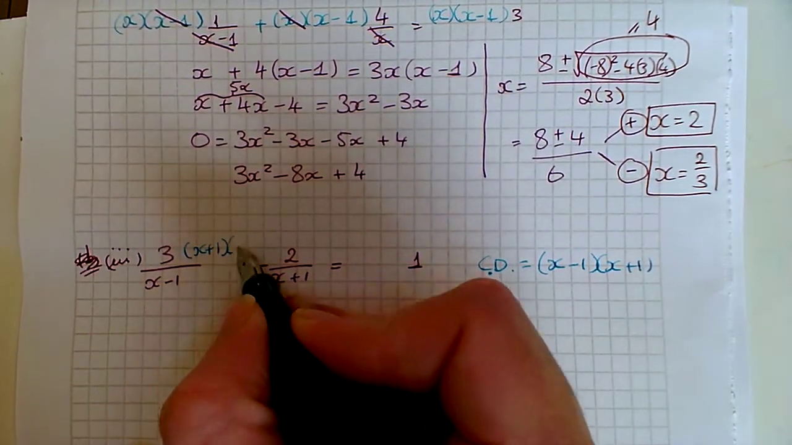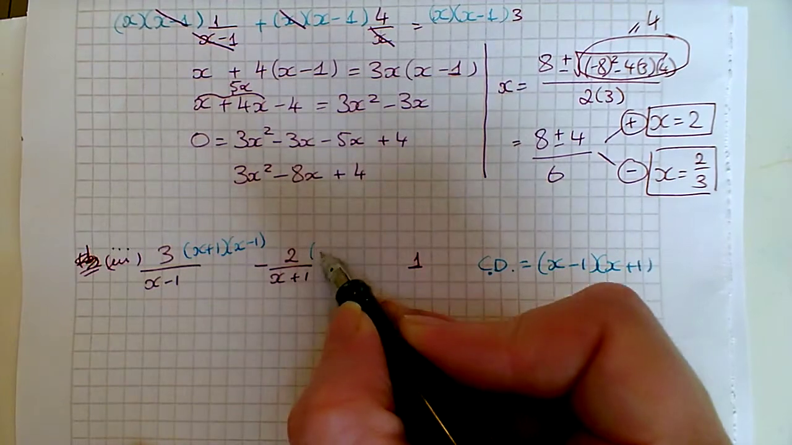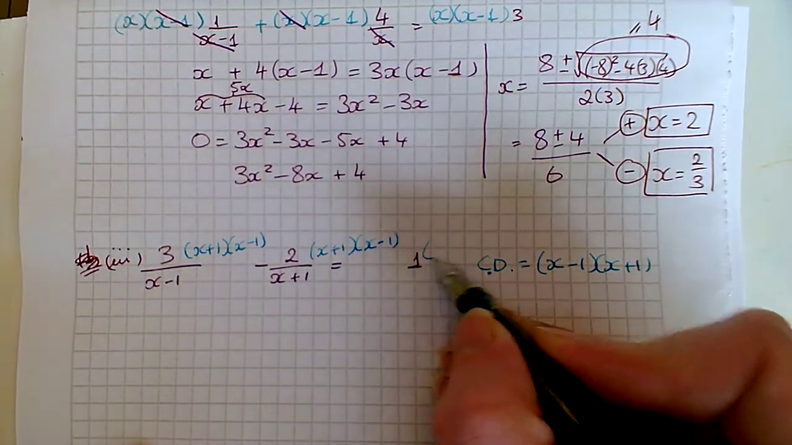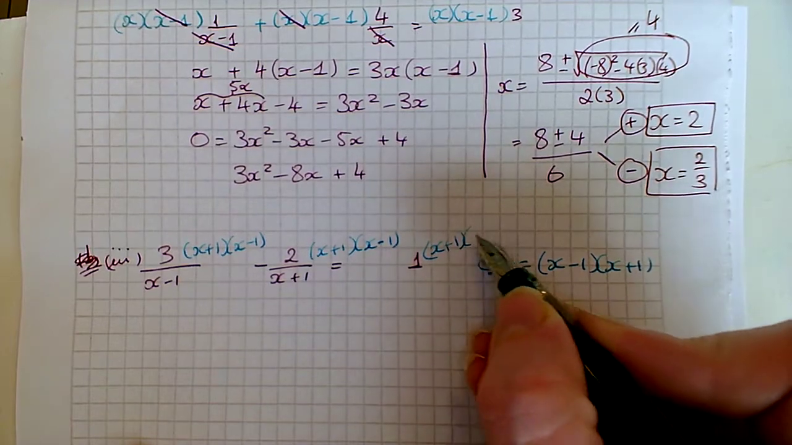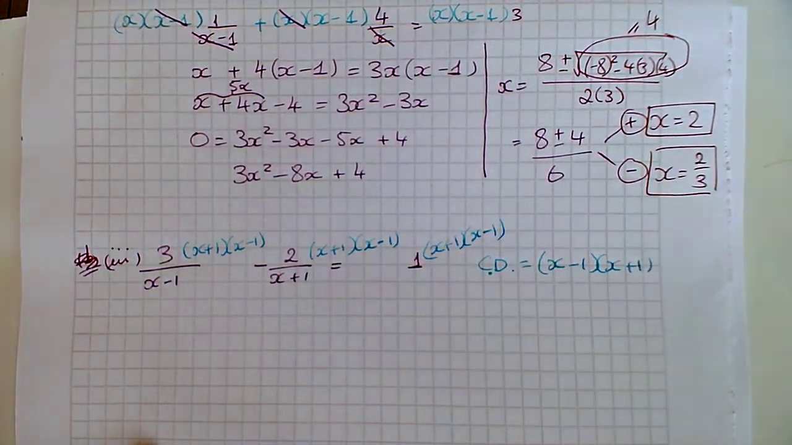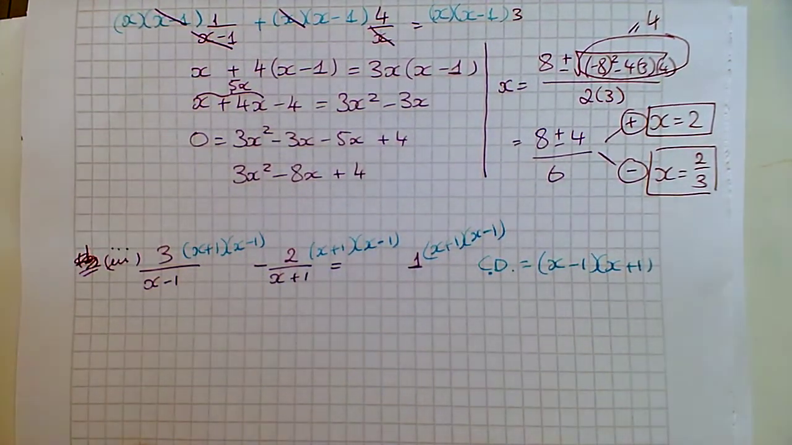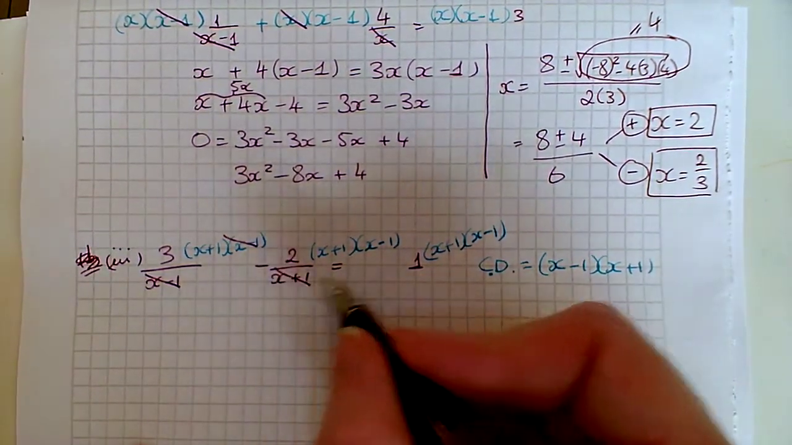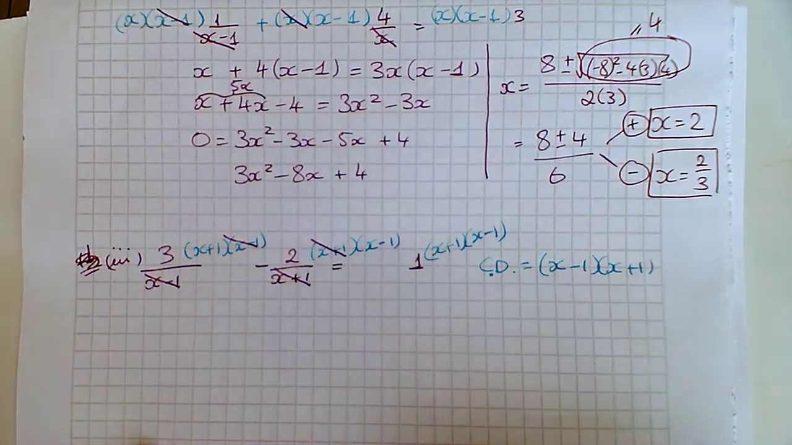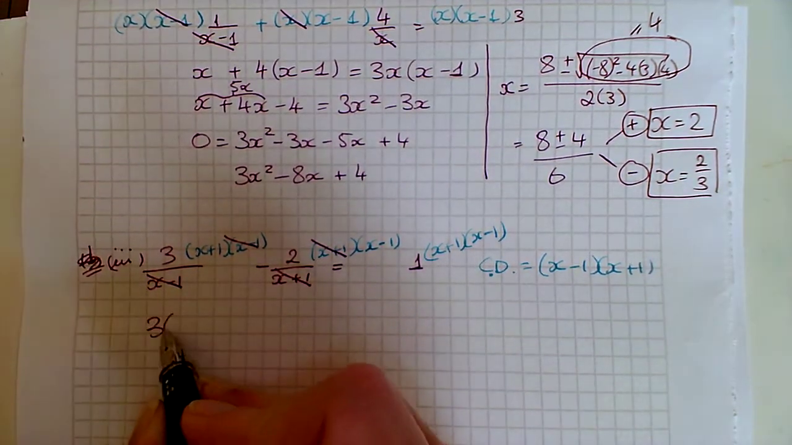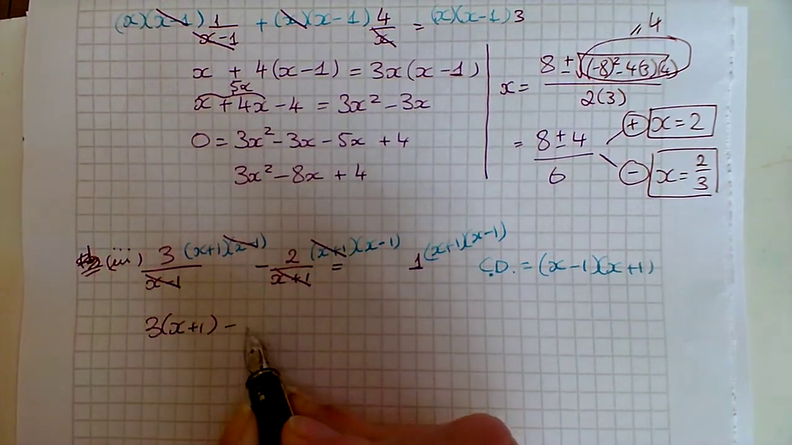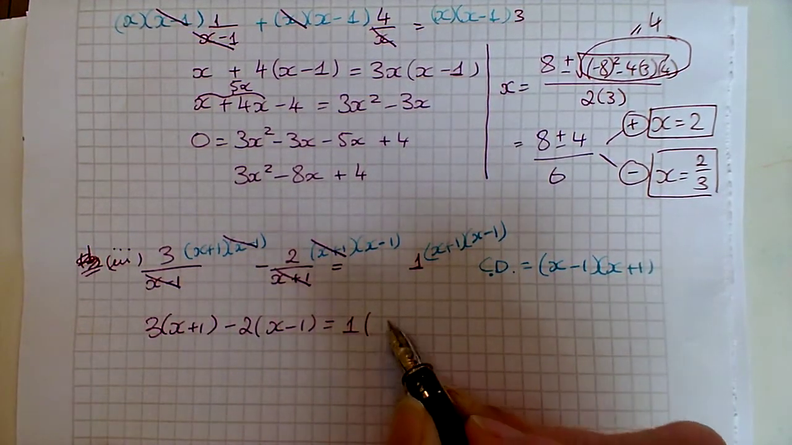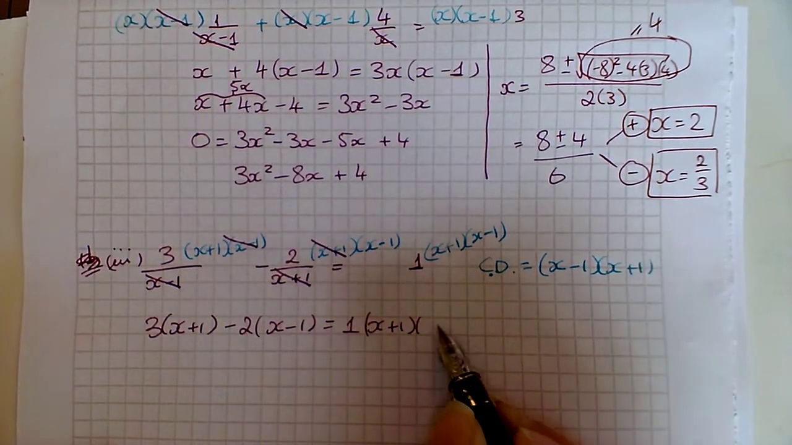x plus 1 by x minus 1, x plus 1 by x minus 1, and x plus 1 by x minus 1. And of course, we have cancelling happening. So the x minus 1s cancel, the x plus 1s cancel, and nothing cancels here. We've got 3 by x plus 1 minus 2 by x minus 1 equals 1 by x plus 1 by x minus 1.